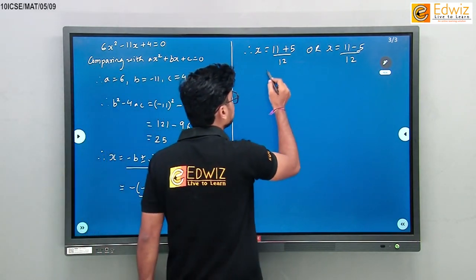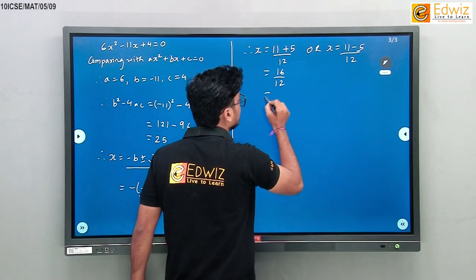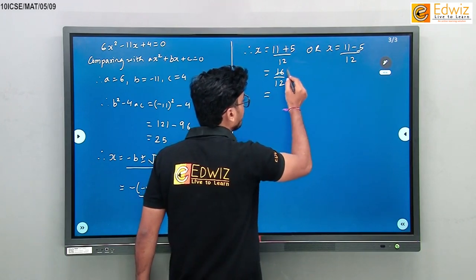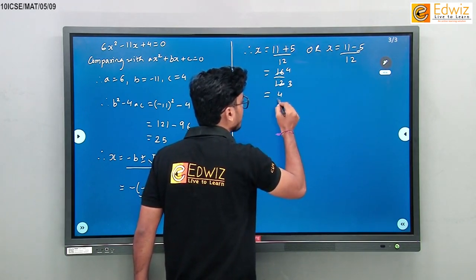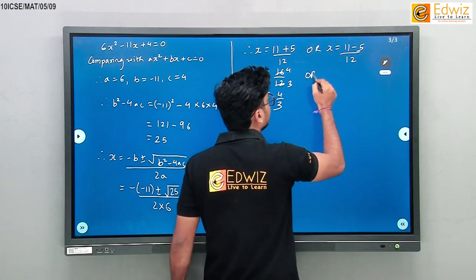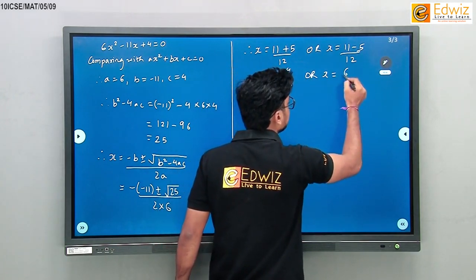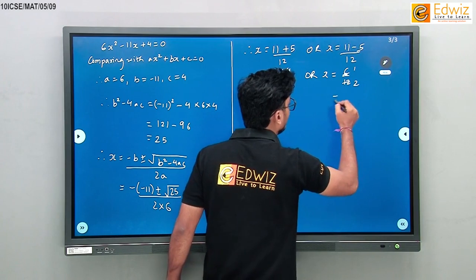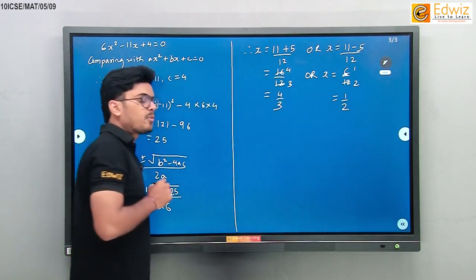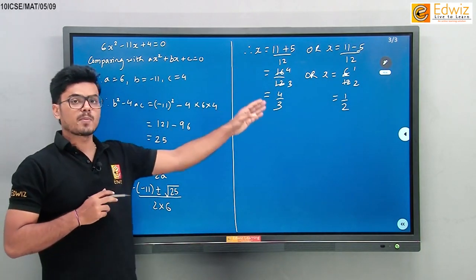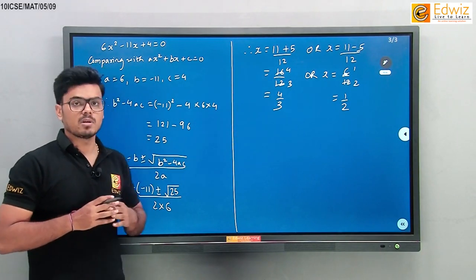Let us solve this. This is 16 upon 12, which is equal to, 4 4s are 16, 4 3s are 12, so 4 upon 3. Or this is 6 upon 12, which is 1 upon 2. So these two are the possible values of x here, 4 upon 3 and 1 upon 2.